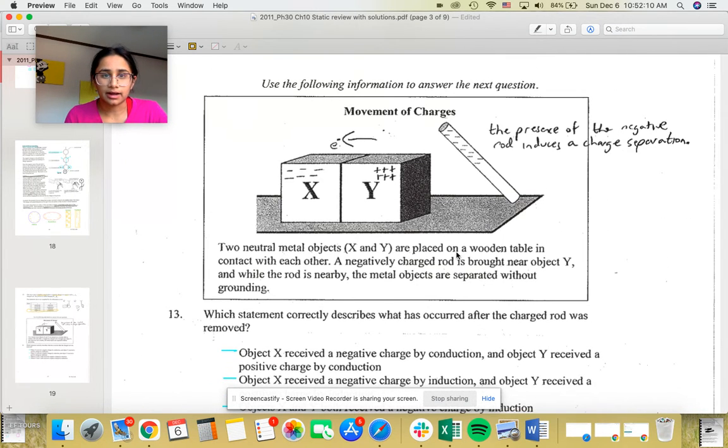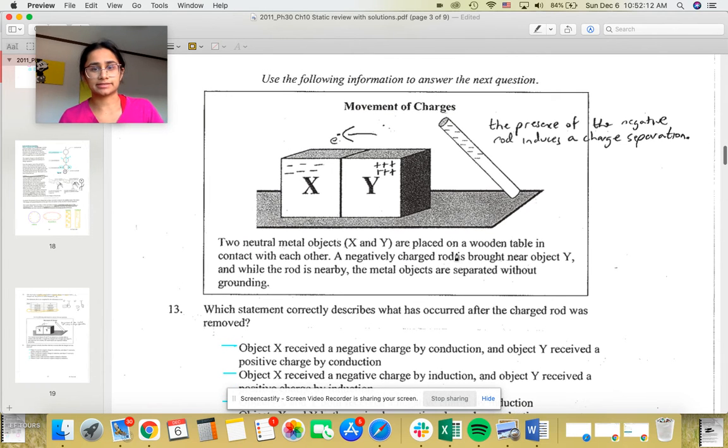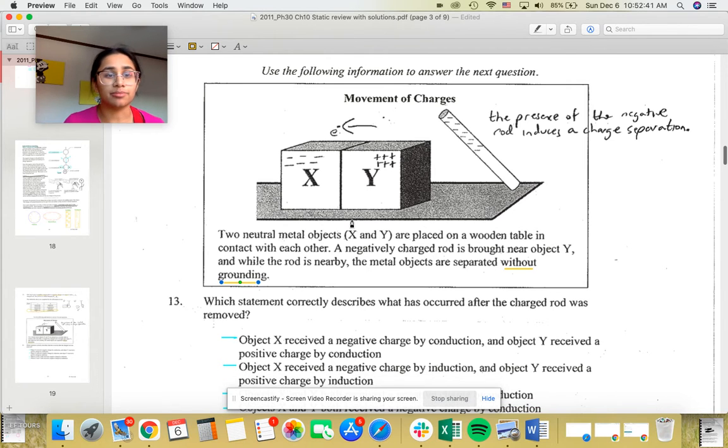Okay, so the next question is about the movement of charges. Two neutral metal objects, X and Y, are placed on a wooden table in contact with each other. And then a negatively charged rod is brought near Y, and while the rod is nearby, the metal objects are separated without grounding. This without grounding is a big thing because it means that it's just going to have charge separation happening within the 2 bodies. And if both of these are metal, that means they're going to allow electrons to move from Y to X or X to Y.